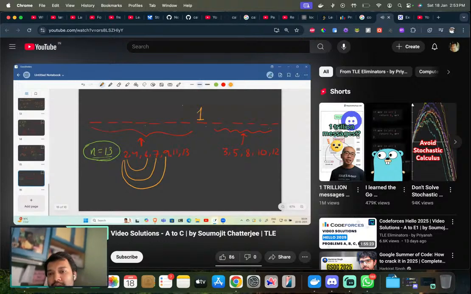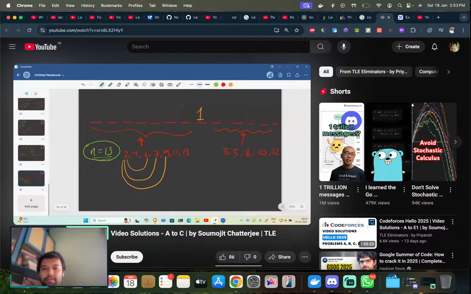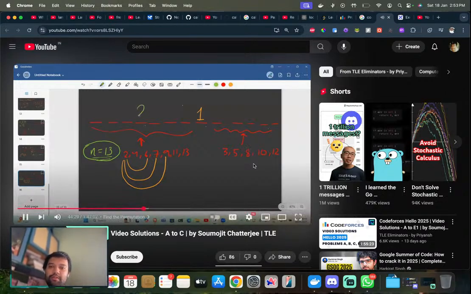What does that mean? That means that 6, 7, and 9 would have come to the right side of 2, and 4, 11, 13 would have come to the left side of 2. So where should 2 be placed? 2 should be placed in such a position that you get 3 places to fill 6, 7, and 9 to the right side. So that means 2 must be placed here.